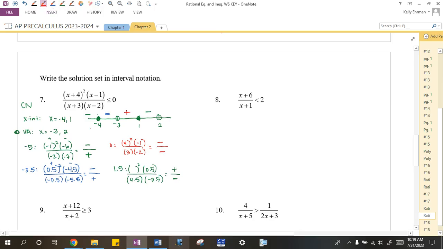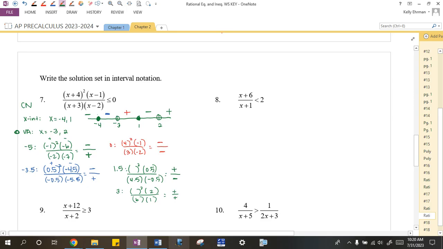And last section. I'm going to plug in 3. That's to the right of 2. Again, something squared doesn't matter. It's positive. 3 minus 1 is 2. 3 plus 3 is 6. 3 minus 2 is 1. Positive over a positive is positive.